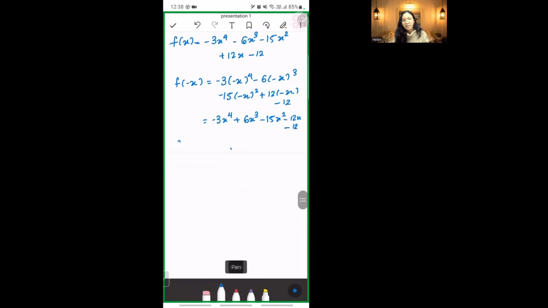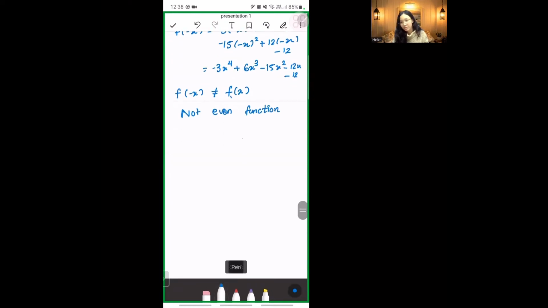So when we compare it, it is obviously not the same as our original function. So we'll have to say f of minus x is not equal to f of x. So this is not an even function.